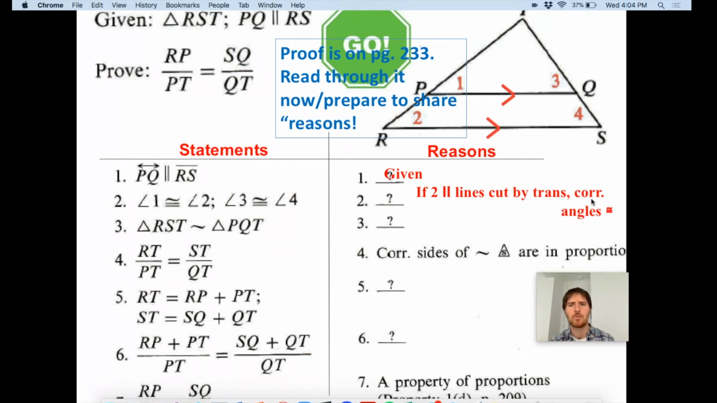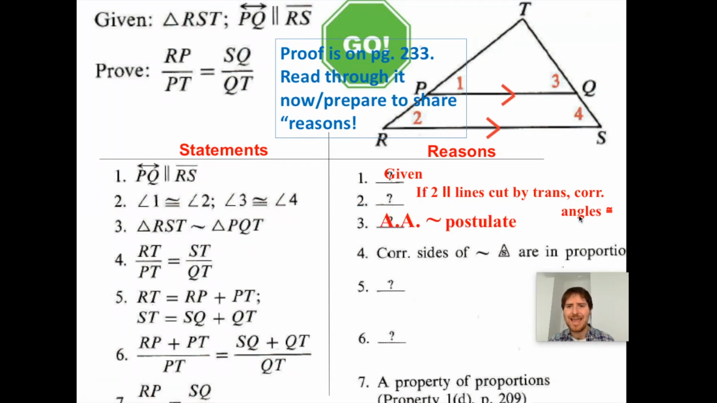And those are the conditions that are required for corresponding angles to be congruent. Next up, what's that? Oh, my friends, I think you got it right away. Thank you. It's the AA postulate. Once I have angle 1 congruent to angle 2, angle 3 congruent to angle 4, then TPQ is similar to TRS, AA similarity postulate.